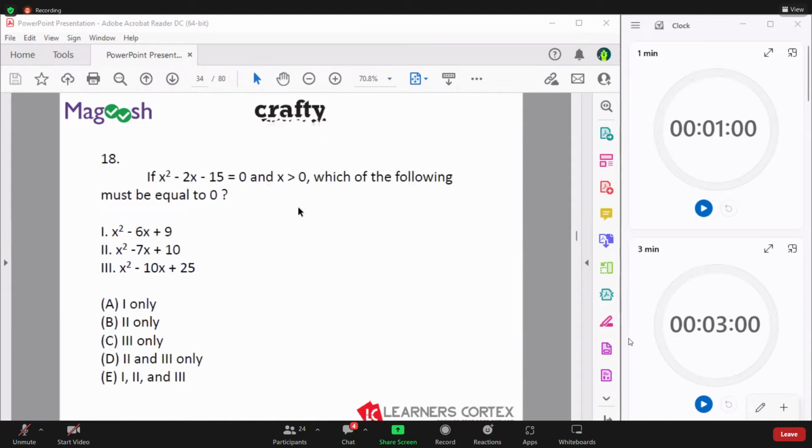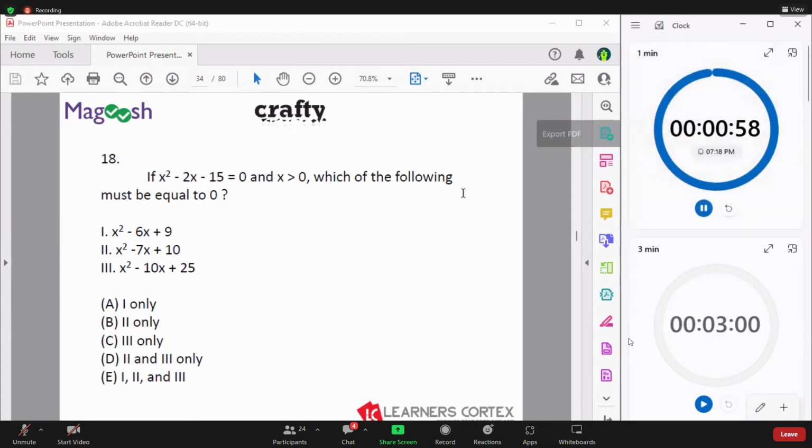This is a nice question. Try solving this without solving all the equations, if you can.